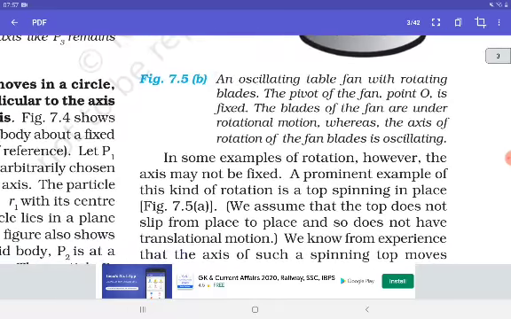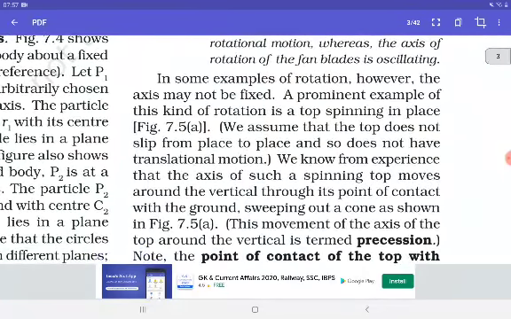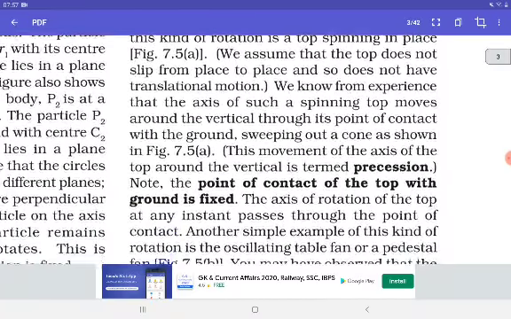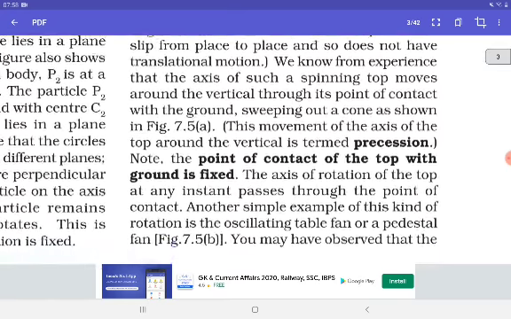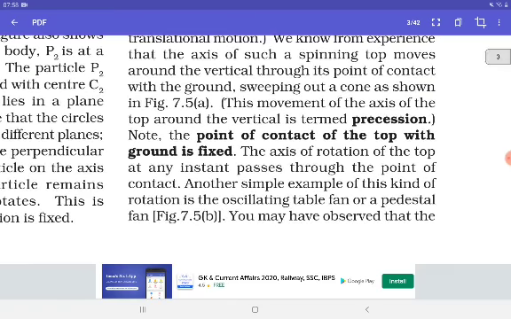In some examples of rotation, however, the axis may not be fixed. A prominent example of this kind of rotation is a top spinning in a place. We know from experience that the axis of such a spinning top moves around the vertical through its point of contact with the ground, sweeping out a cone as shown in the figure. This movement of the axis of the top around the vertical is termed precession. Note the point of contact of the top with the ground is fixed. The axis of rotation of the top at any instant passes through the point of contact.